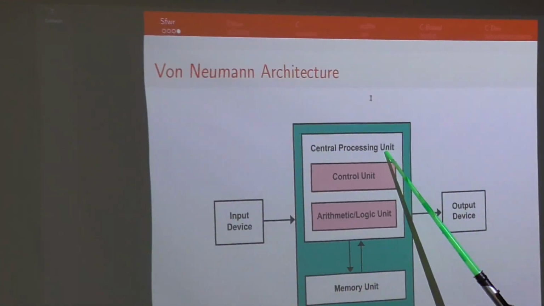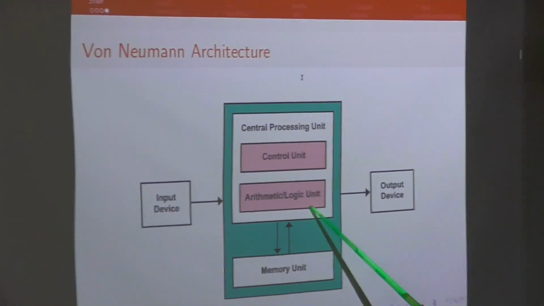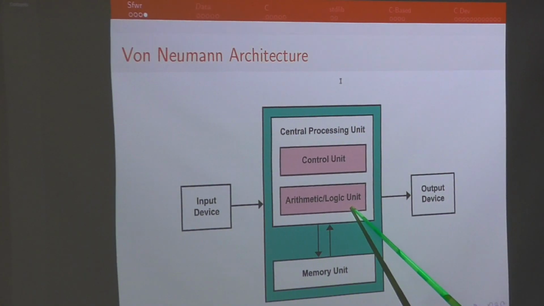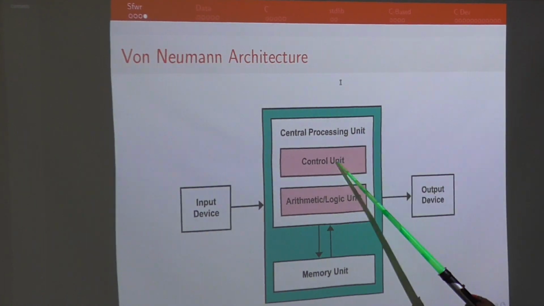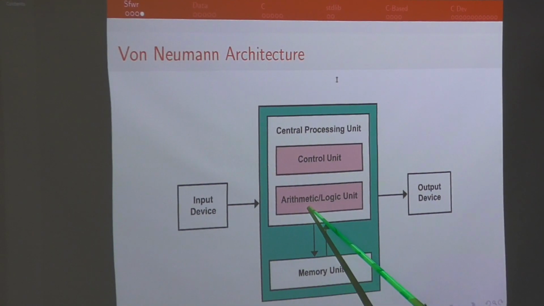I digress. So you have the central processing unit, right? The CPU. In general, the CPU is composed of a control unit and an arithmetic logic unit.